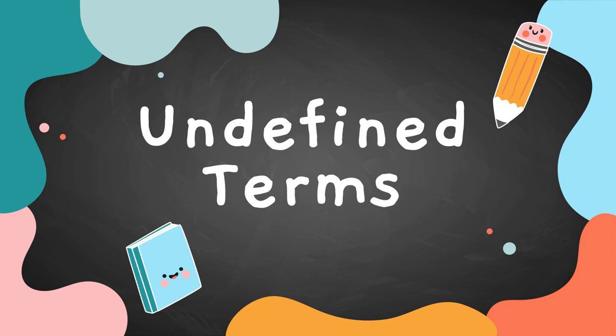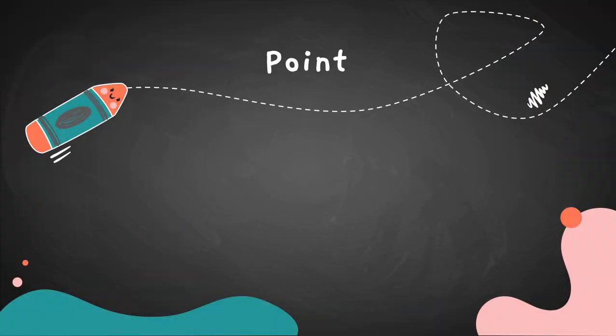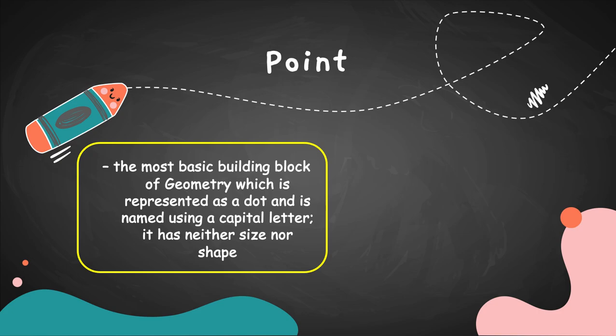Hello, grade 8 students. Today I will be discussing undefined terms in geometry. So the first undefined term is a point. So what is a point? So how do we describe a point? So the most basic building block of geometry, which is represented as a dot. So that is a point.